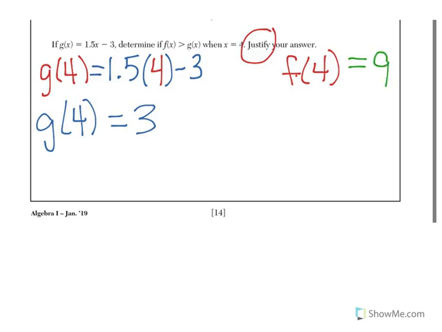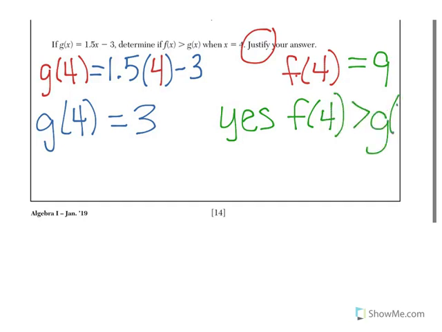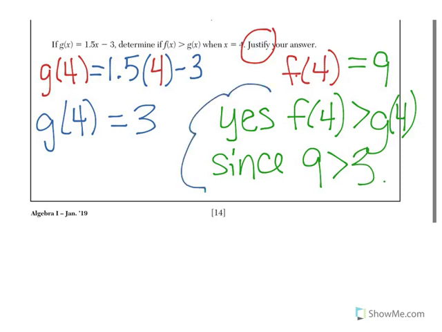So, in this case, yes, f of 4 is greater than g of 4 since 9 is greater than 3. That is my justification.